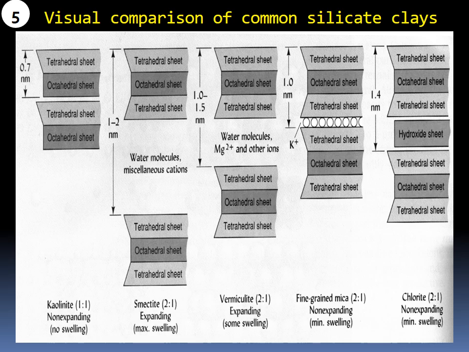And if you look at the other type of 2:1, which is chlorite, it's the same thing. We call it non-expanding because you have a hydroxide sheet in the interspace between the TOT layer and the other TOT layer.